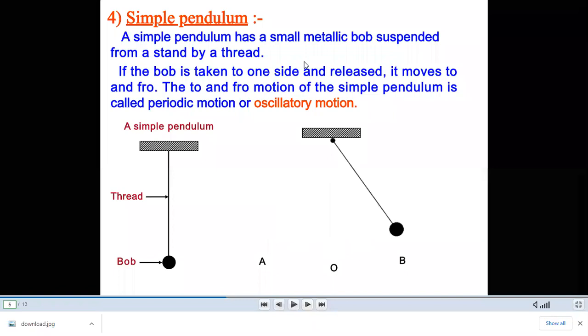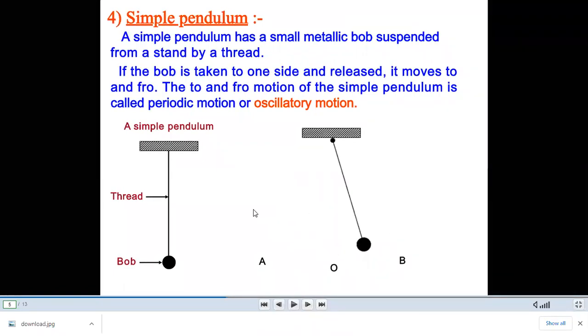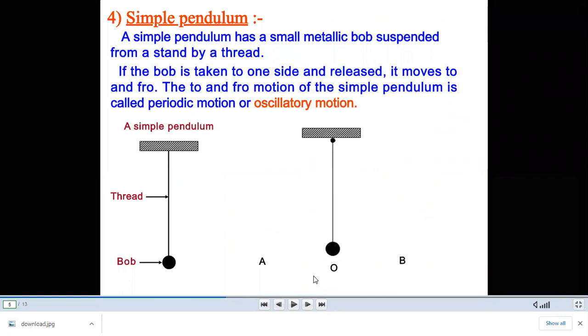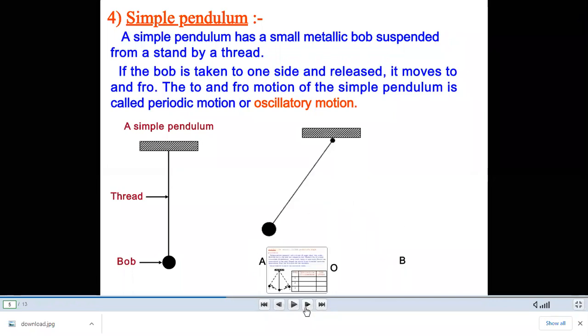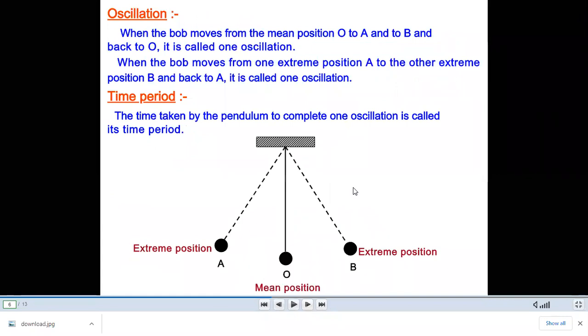When it starts its motion from A, first it will reach O, then it will go to B, then it will come back to O, then it will come back to the same position A. Then one oscillation is completed. So this is the definition of oscillation.